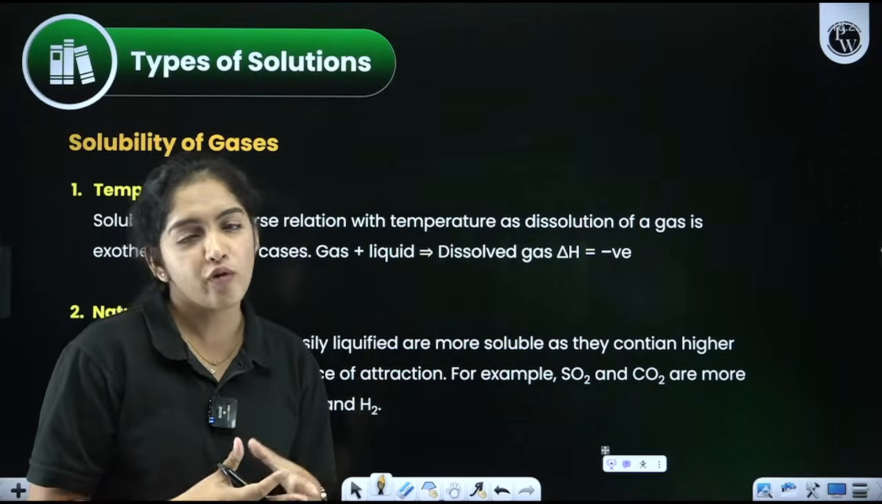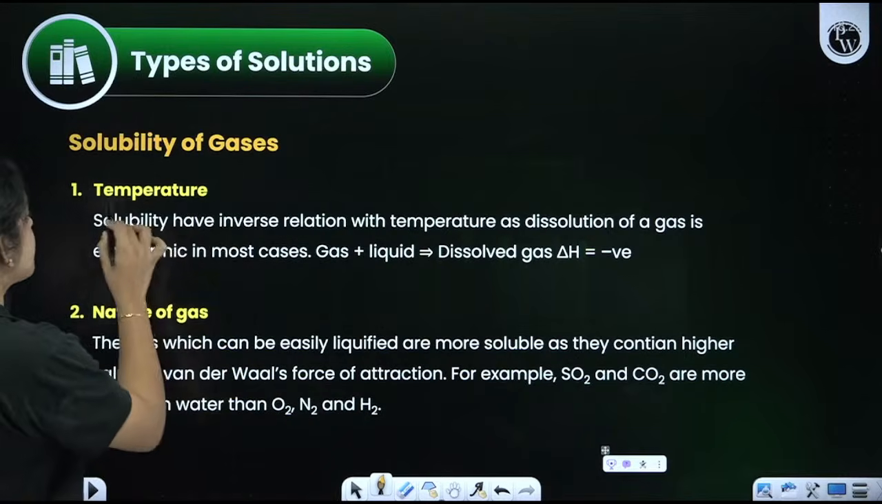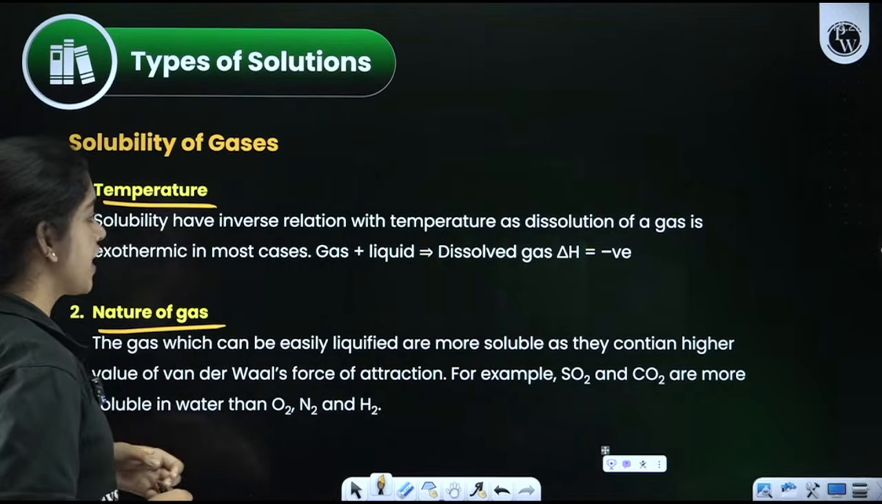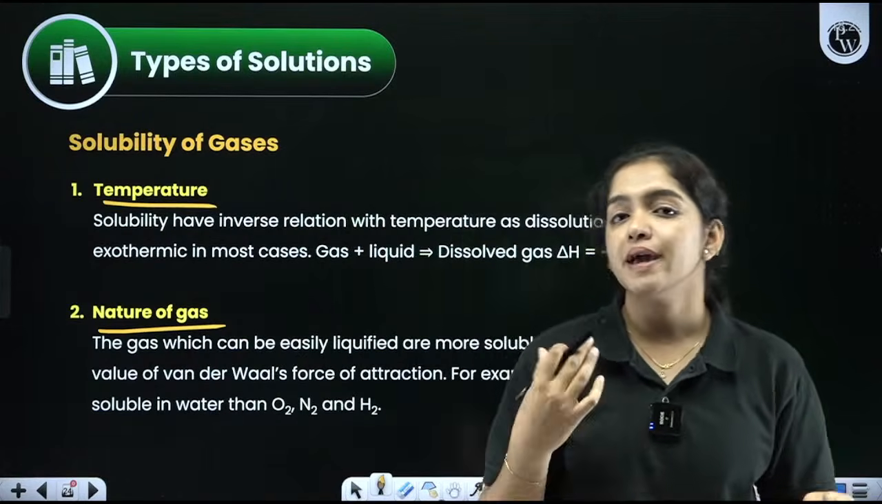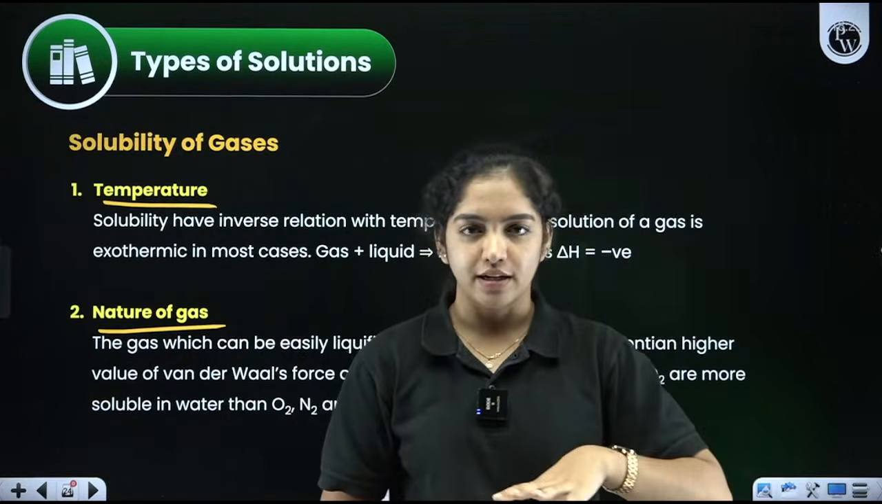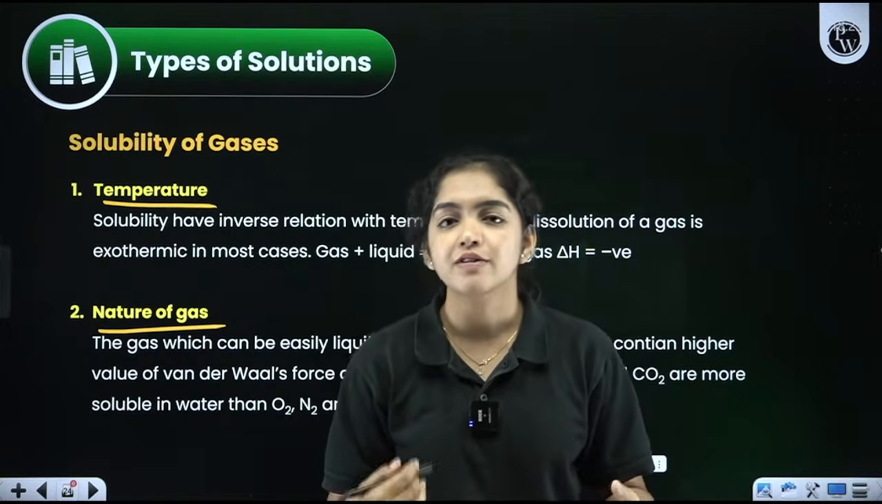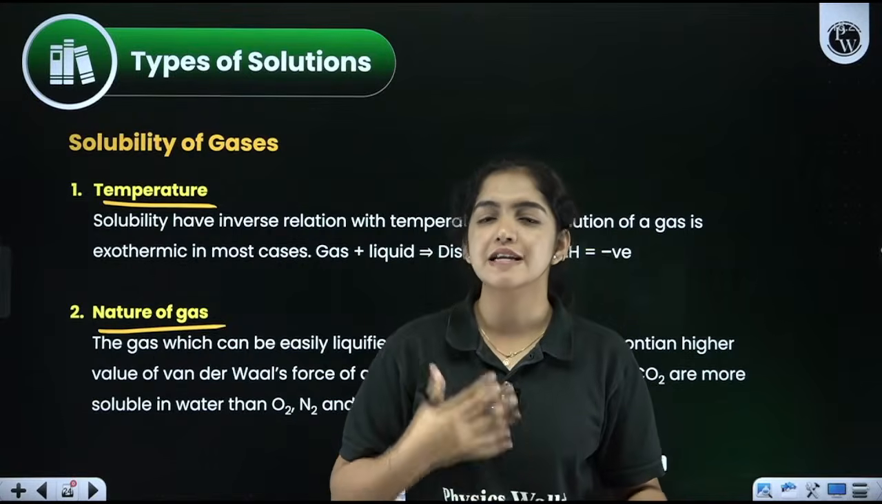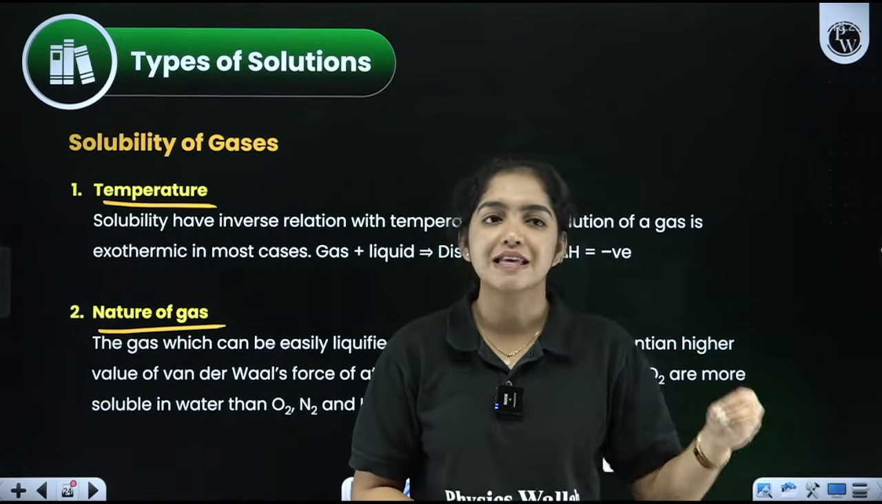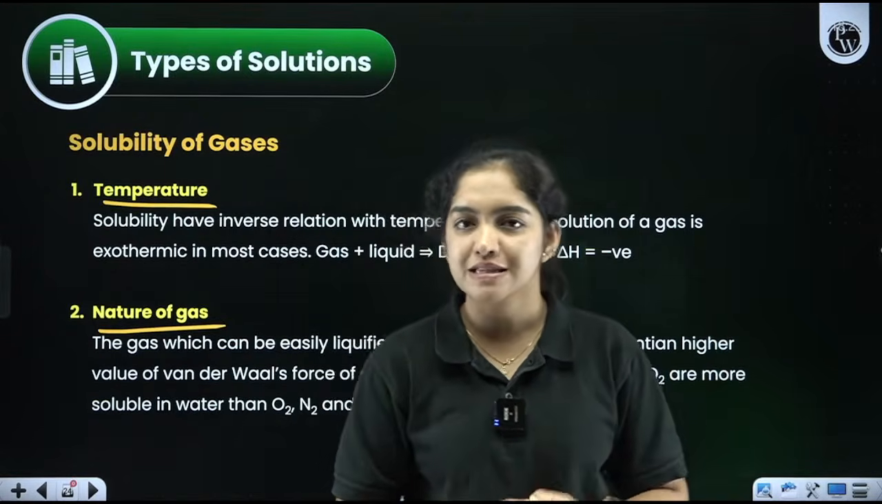Okay, then next we are going to learn about the types of solution, and how solubility is affected by a lot of factors. The first one is temperature, the next one is nature of gas. We know that temperature affects the solubility, right? For example, if you are making tea, we add sugar and water, right? And when we heat it, what will happen? The sugar will easily dissolve in the water. When temperature increases, the dissolution also increases. So there is an effect of temperature on the solubility.